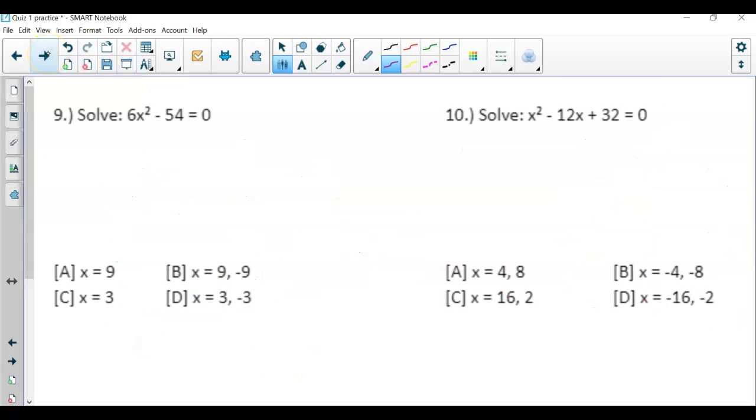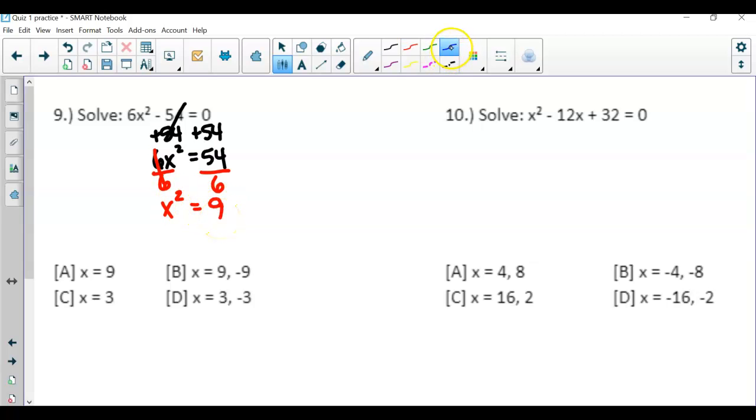Now question number 9, same thing. I'm going to go ahead and solve this. Actually, I can do both ways with this one too, just to check. I'll first do the square root method. So here I'm going to add the 54 to both sides, and you have 6x squared is equal to 54. Now I'm going to divide by 6, right? Multiplying by 6, divide by 6. So now x squared is equal to 9.